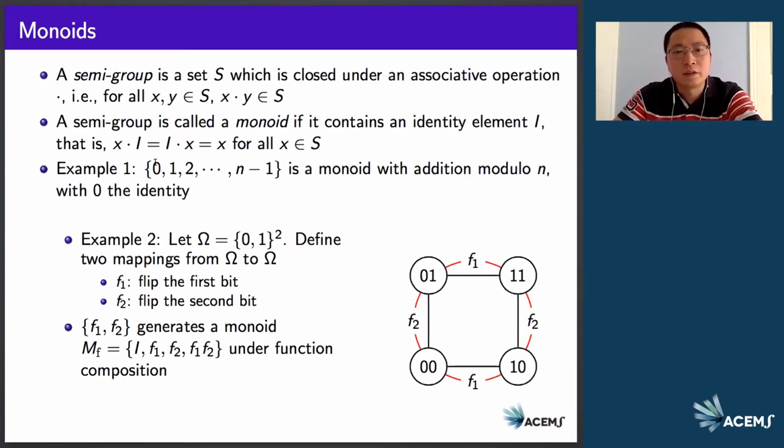Let's look at a very simple example. The set of numbers 0, 1, 2, up to n minus 1 is a monoid with the operation being addition modulo n. That's quite obvious. The identity element here is just 0.